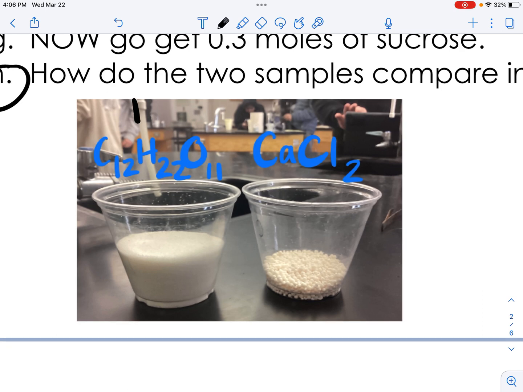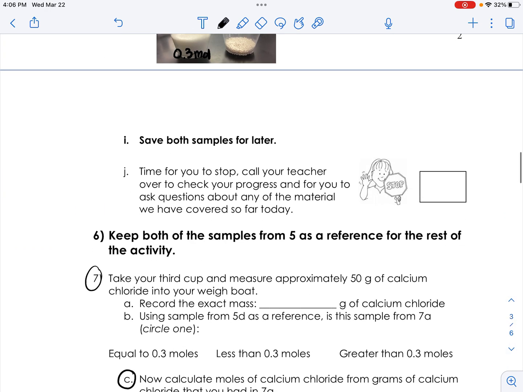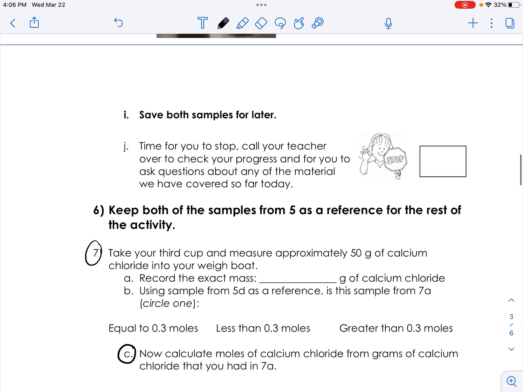On the left, we have our sucrose, or our sugar. That's 0.3 moles of it. Okay, and on the right, we have our CaCl2, and that's exactly 0.3 moles of CaCl2. So they should be equal, but they don't look equal. You should be able to answer, why does one look like more than the other?